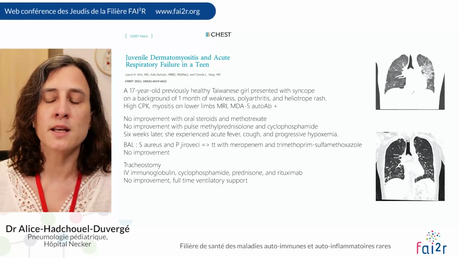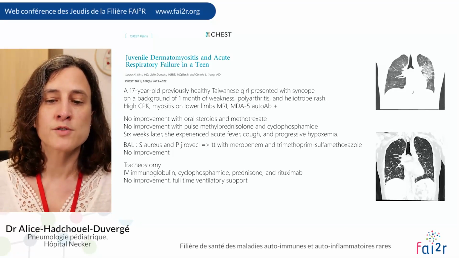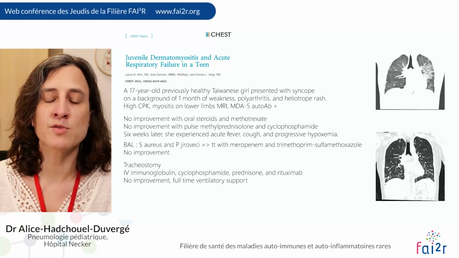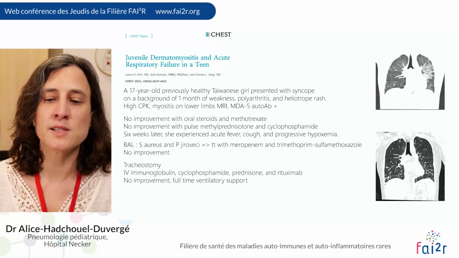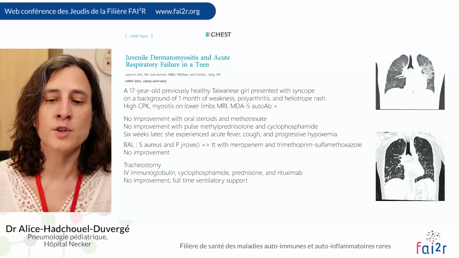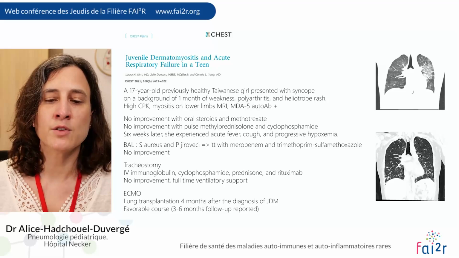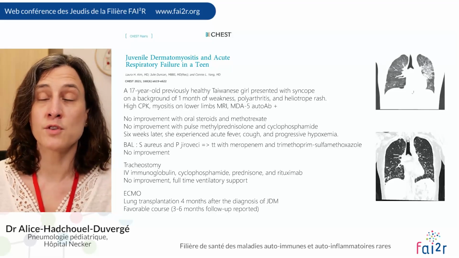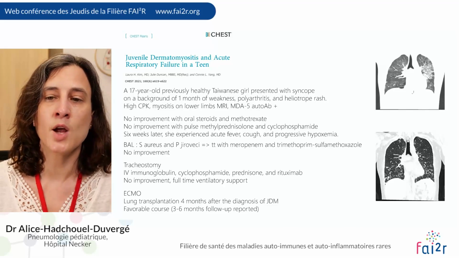And finally, because she was dependent on 24-hour invasive ventilation, she underwent a tracheostomy. She had a short line of immunosuppressive treatment with IV immunoglobulin, cyclophosphamide, prednisone, and rituximab, but she did not improve. And because she required full-time ventilatory support with no improvement on any of the treatments that she received, she rapidly underwent lung transplantation 4 months after the diagnosis of juvenile dermatomyositis, with a favorable course at 6 months of evolution.